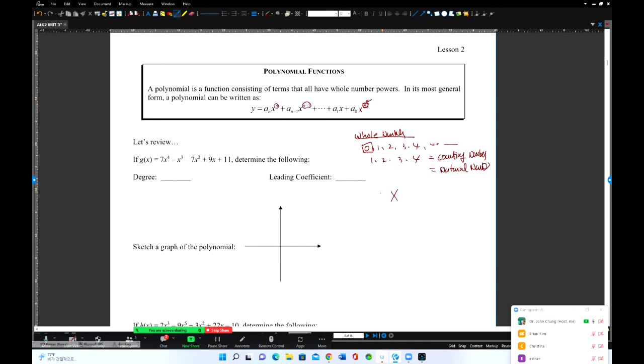If we have a negative exponent, what is this one? If we have y equals 3x to the 5 minus 6x squared plus 5x to the negative 1 plus 3, this is not a polynomial. Why? This is a negative exponent. Actually, this one looks like 5 over x. That's a rational equation. This is not a polynomial function. This is what we call a rational equation. That is not a polynomial function. Okay?